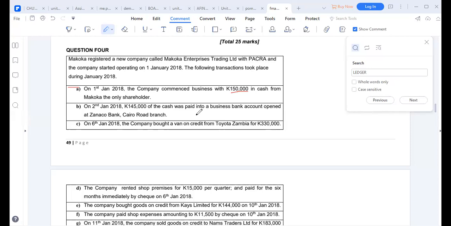Okay. Let me look at the next one. Let us go to number 2. I think this one will go to, what are the names? Carol. We have got only 2nd January 2018, 145,000 kwacha of the cash was paid into a bank account opened at Zanaco Bank, Cairo branch.